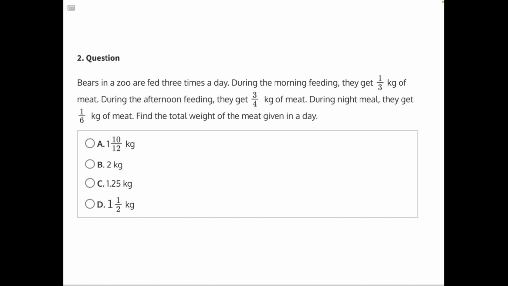Bears in a zoo are fed 3 times a day. During the morning feeding, they get 1/3 kilogram of meat. During the afternoon feeding, they get 3/4 kilogram of meat. During the night meal, they get 1/6 kilogram of meat. Find the total weight of meat given in a day.